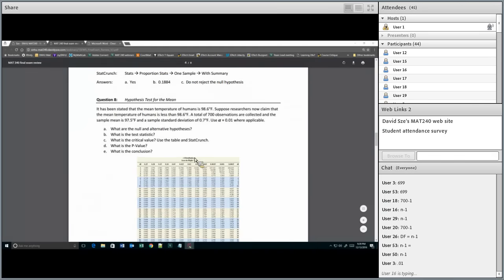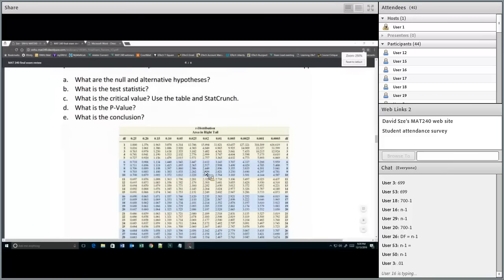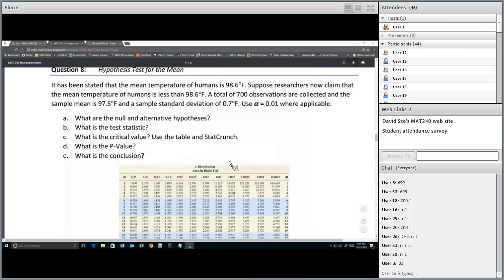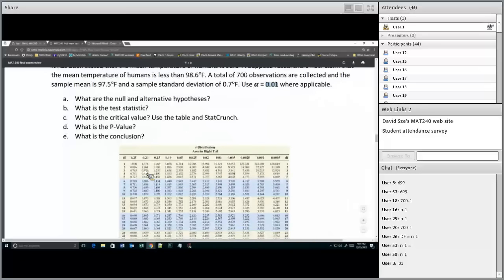Now, the question also says use the table, and the table is very easy to use. Looking at alpha, we have 0.01, okay? So the first thing to do is look at 0.01 here. Okay, so this is 0.01. It's a one-tailed test, right? This is a one-tailed test. The tail is on the left side.